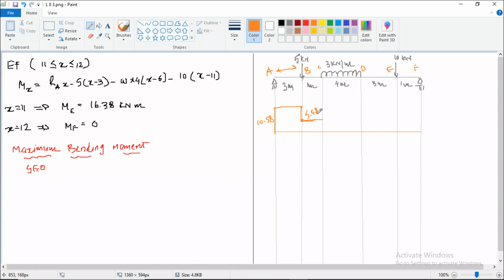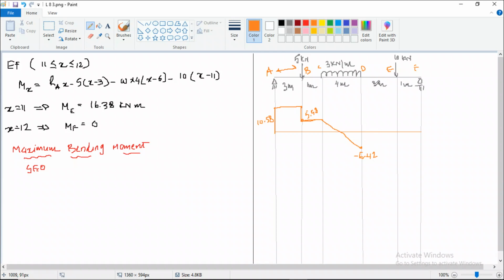Now between C and D you have a UDL. We know the value of shear force at point D. If you see our calculation, our shear force at point D was minus 6.42. That will be below the baseline, so minus 6.42 is written at this point with a straight line. Right, this is how you draw the shear force diagram for UDL.